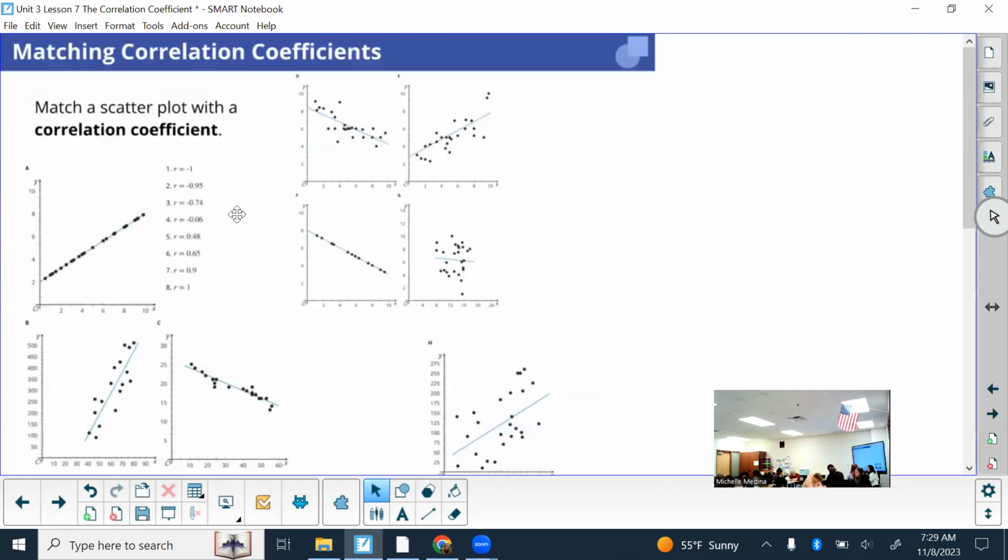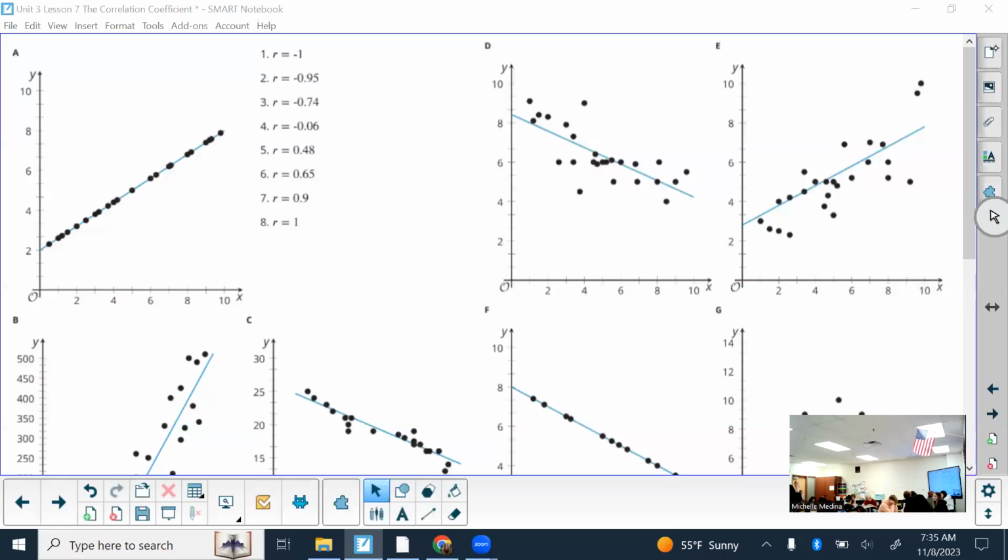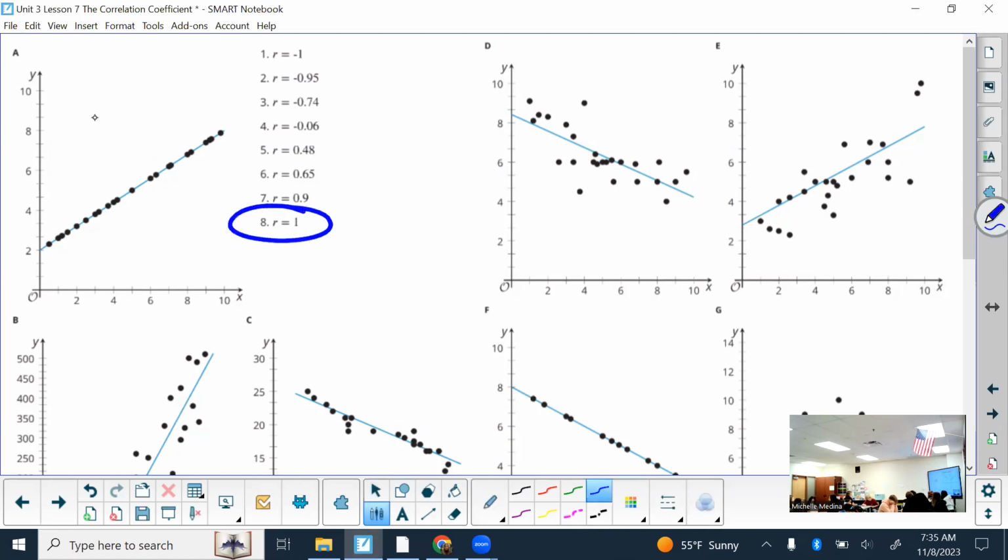Oops, don't look at that. That scatter plot, which R value do you think best applies to that one? Okay, so R equals 1. Anyone disagree with that? Okay, why do you think it's 1? Because that's the slope. Okay, so it would be further from 0.